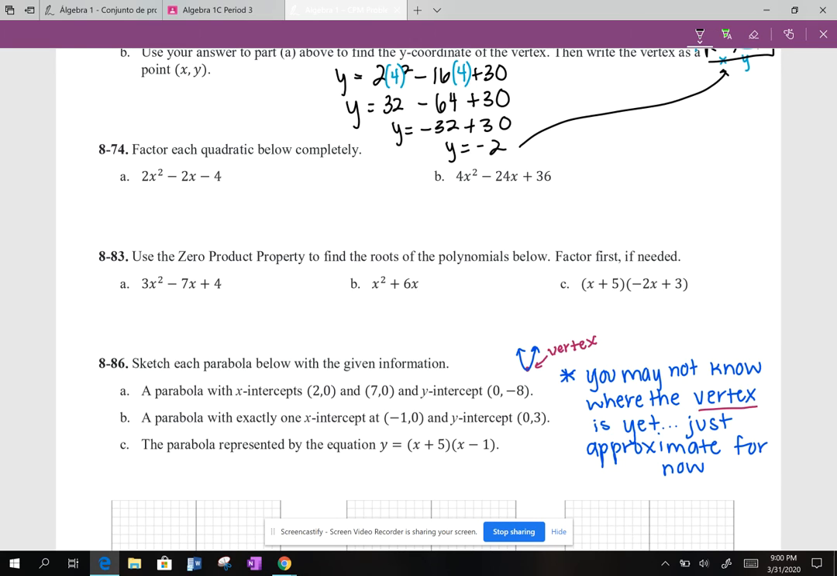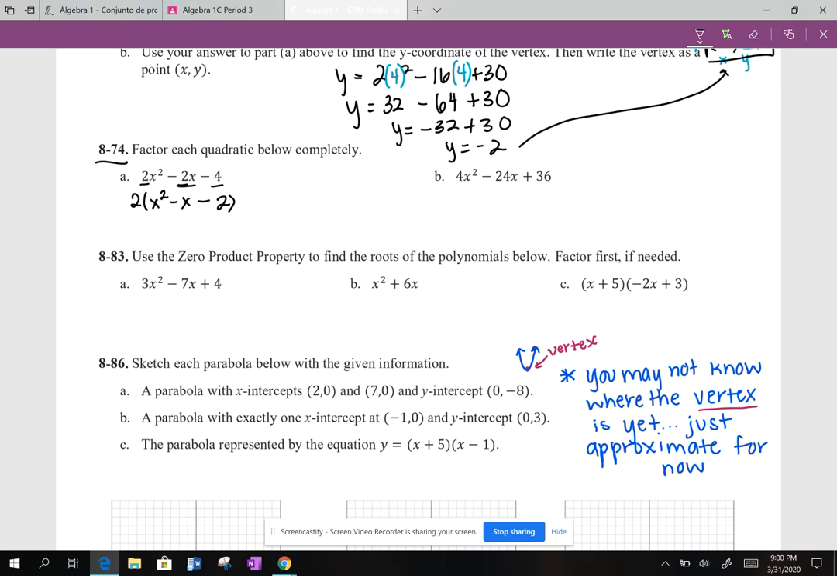8-83. Oh, never mind. 8-74. Factor each quadratic below completely. That's just what we've been doing. But first, I'm noticing that there's a 2 that can be factored out first. It might make our lives a little bit easier. If I factor out a 2 from 2x squared, I'm left with x squared. If I factor out a 2 from 2x, I'm left with x. And I'm left with a 2 here.